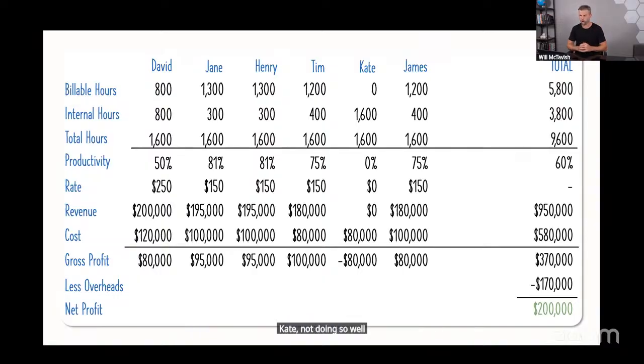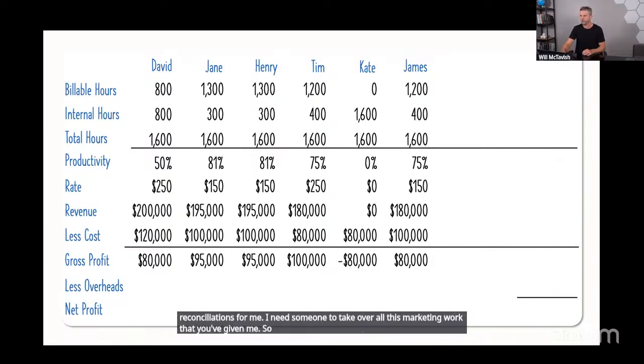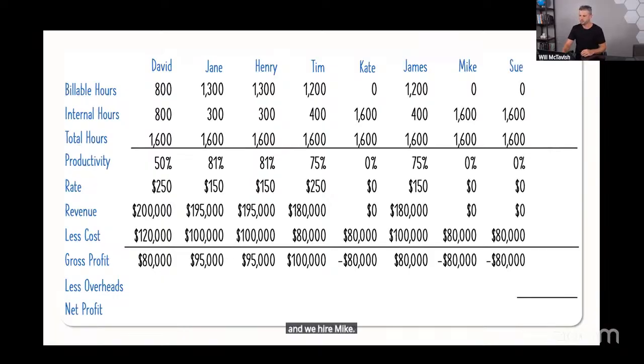She's got a lot of work, and she's really struggling to keep up with everything. So let's say she contacts you in tears one day, struggling with the amount of work she's got on. She goes, "I need some help. I need someone to take over the finance and the reconciliations for me. I need someone to take over all this marketing work that you've given me." So what do we do? We go out and we hire Mike and we hire Sue, all non-billable.